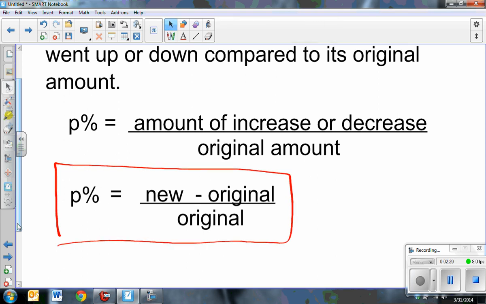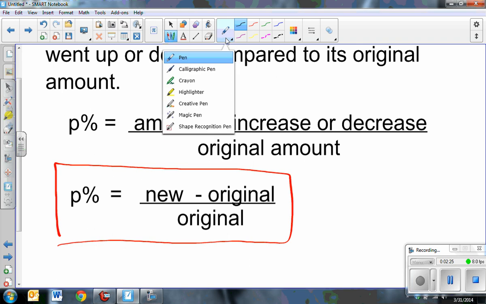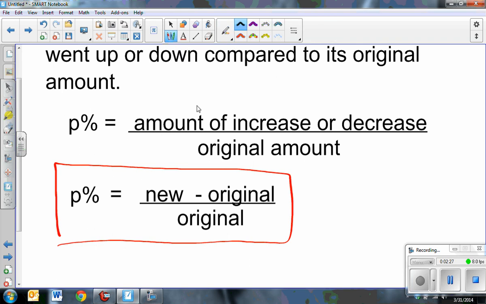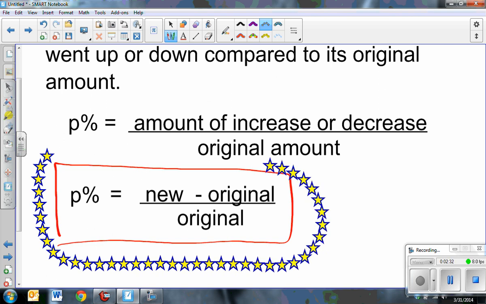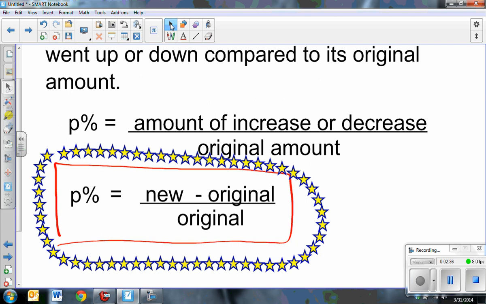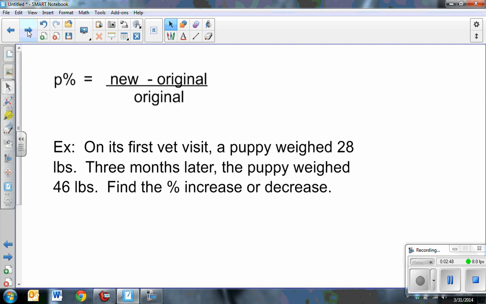Really, really important. Let's see if we can find a star here to highlight that. Okay, so here's a star. We put stars all around this one because it's so important. Okay, so it's the new amount minus the original amount over the original. And again, if that results negative, we had a decrease. If it's positive, we had an increase. Okay, got that in your notes? All right, so here we go.